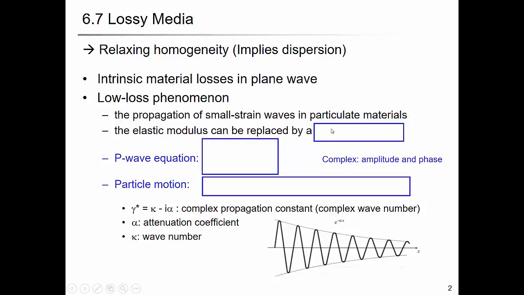And in general, the rock, let me use this pen. The rock or the particulate material, the soil, has a low attenuation, right? So it's called a low loss material, and this elastic modulus can be replaced by a complex modulus. So from now it's not anymore just a scalar or just a real value. You also have two moduli.